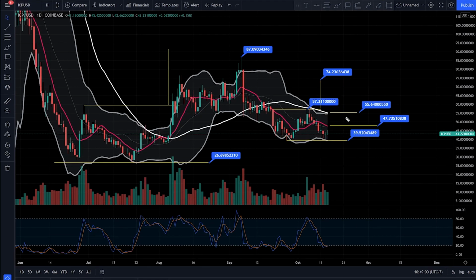On the flip side, if Bitcoin were to retrace, ICP has to be able to hold this line at 39.5. A breakdown could spell a lot of trouble.